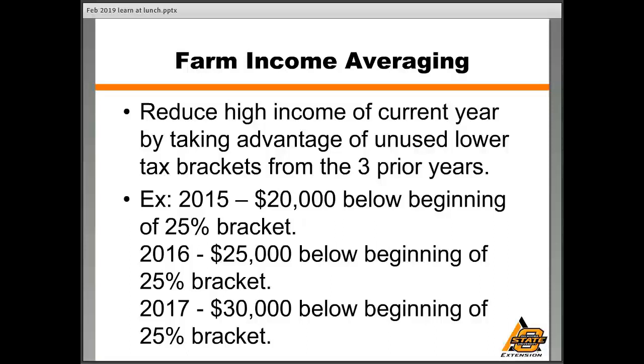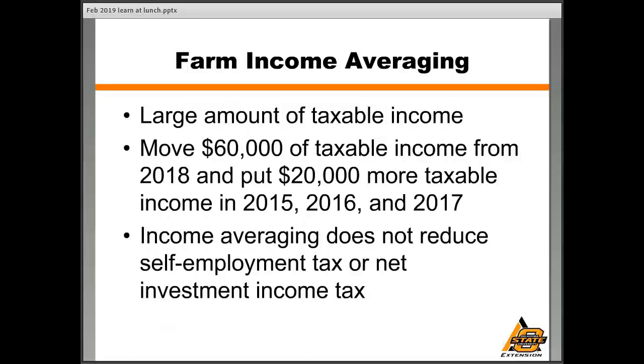So we can move back $60,000 from the current year, and tax that at a lower rate than the high income in the current year. So we have a large amount of taxable income this year. We're going to move $60,000 of that from 2018. We're going to put $20,000 in 2015, 16, and 17. What it does is lower the tax bite in those 3 years, or rather, by increasing those 3 years, we lower the tax bite in the current year. It does not impact self-employment tax, nor does it impact investment income tax.